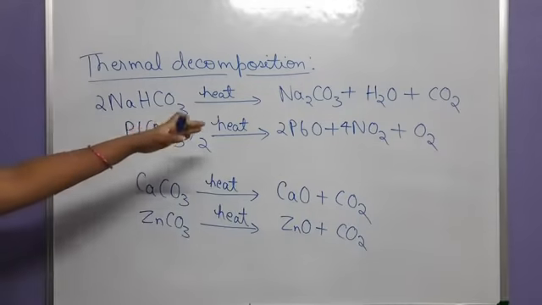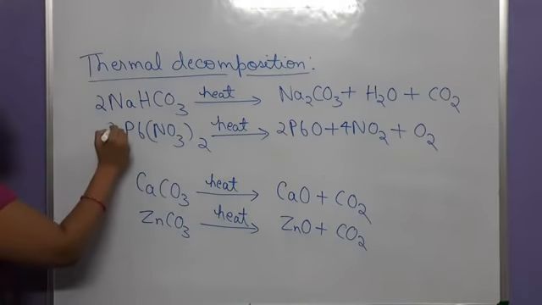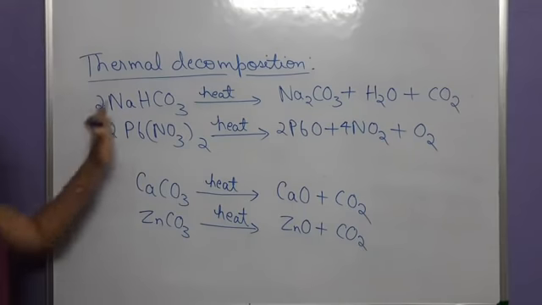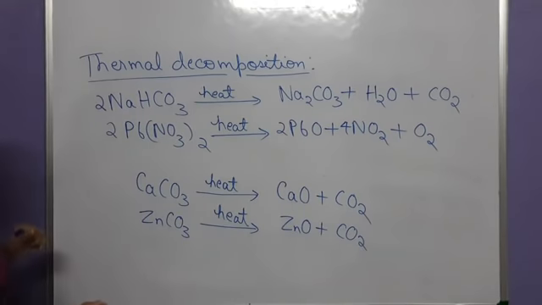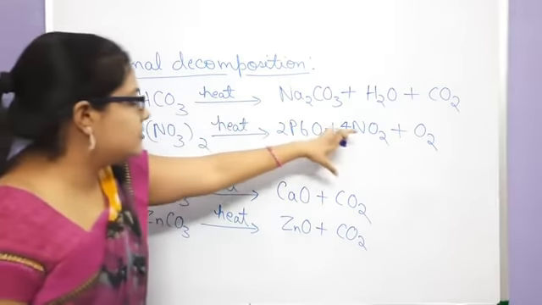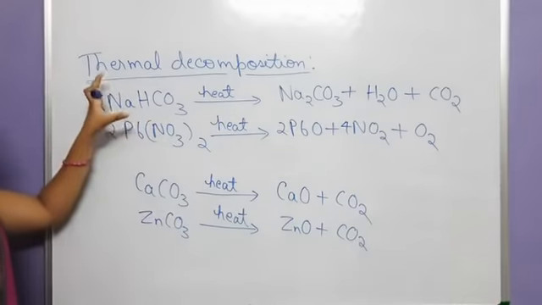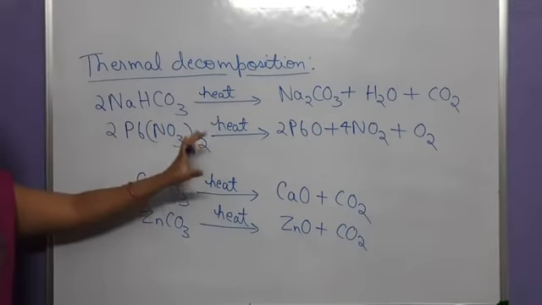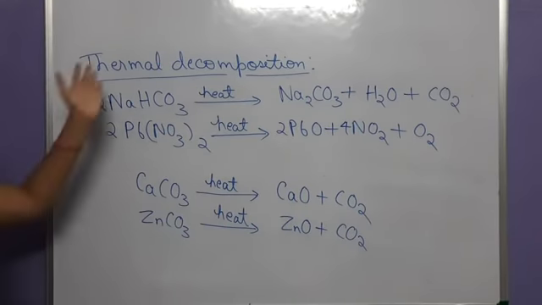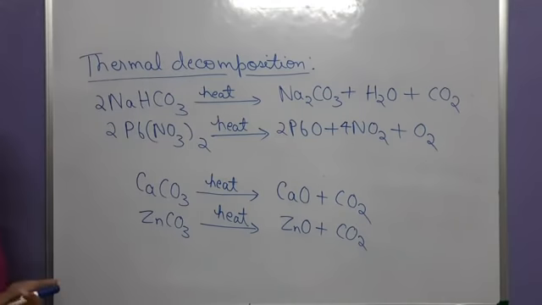Okay, I am doing the balancing also. You will study balancing in the next coming chapter. So this is how the equation is balanced. These are the substances which we get when any substance is split with the help of heat energy. I think these reactions are clear. These are the examples we have discussed under thermal decomposition.